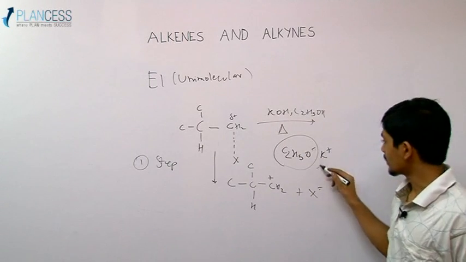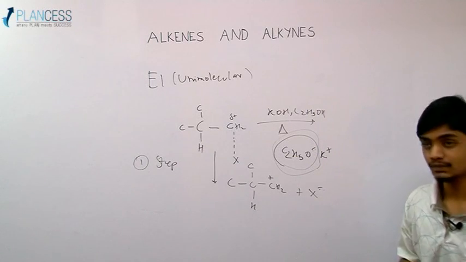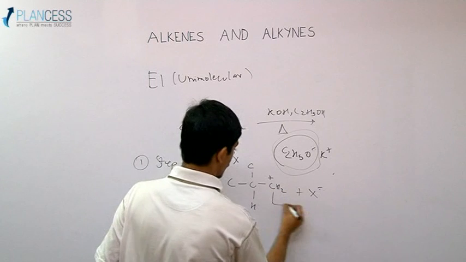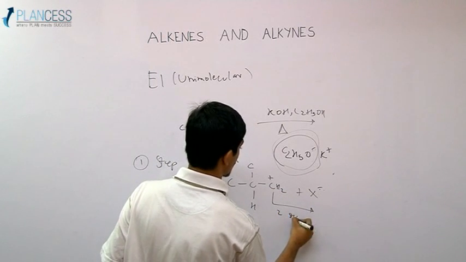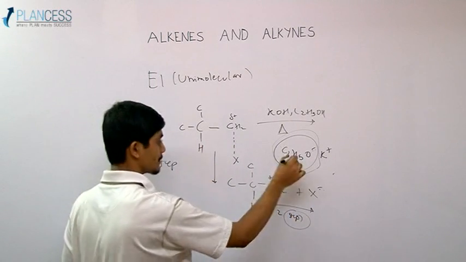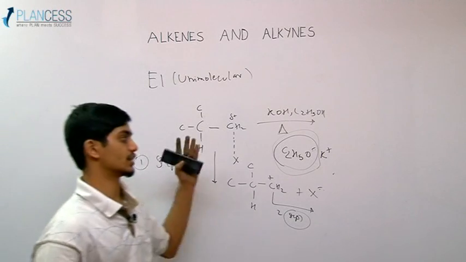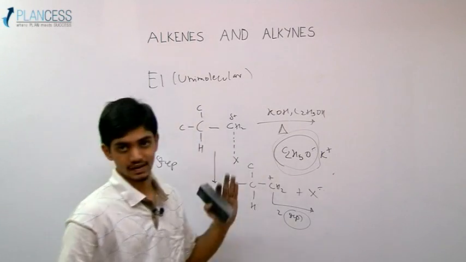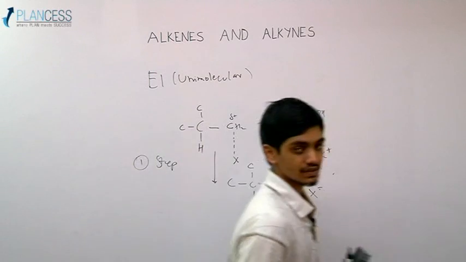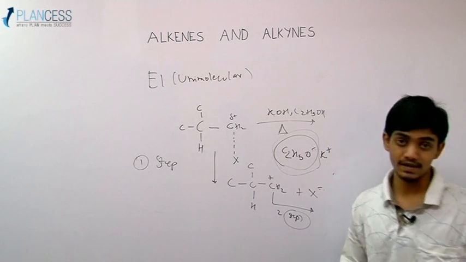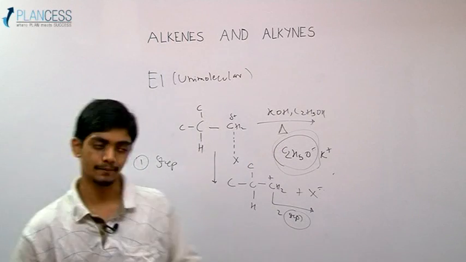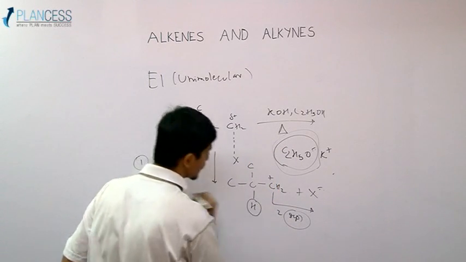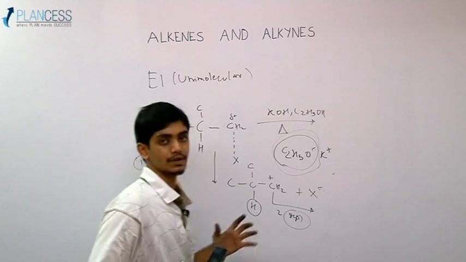Then what does this entity do? This entity comes in the second step of the reaction. Now in the second step, this is a base, we know. This is actually a good nucleophile also, but here we need it to act as a base, and we can change the reaction conditions such that it acts as a base and not as a nucleophile. First it acts as a base, and you see this hydrogen. What is the special property of this hydrogen?